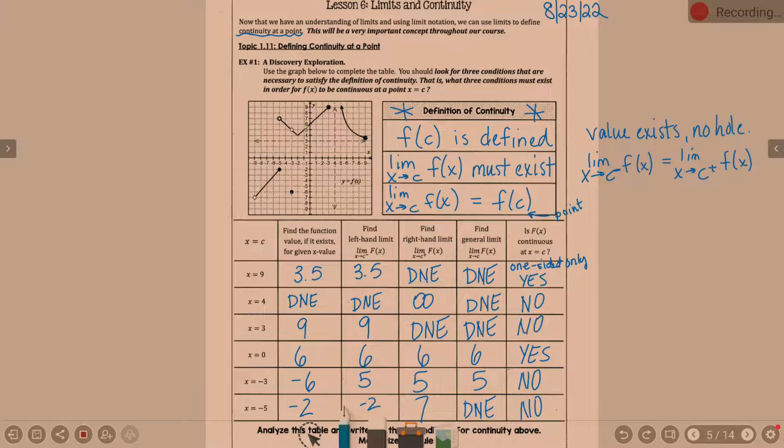1, the point f of c has to be defined. We have to have a value for that, okay? 2, the limit must exist. And that's the short of saying the limit from the left and the limit from the right have to be the same. And then the third piece is that the limit, so the left and the right, has to equal the point. Okay, so those are your 3 pieces for a definition of continuity.